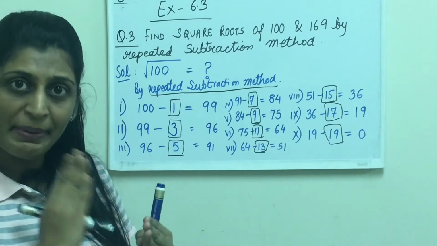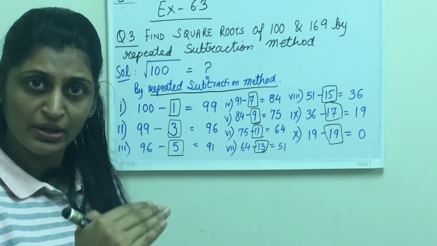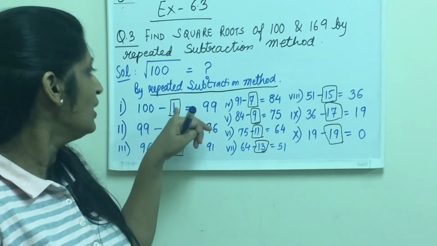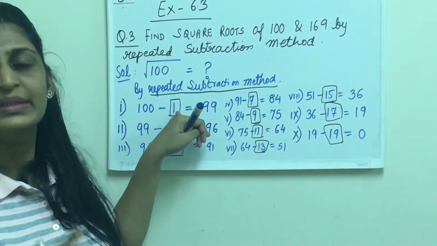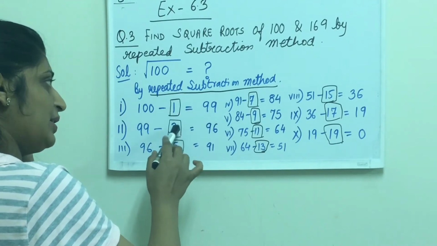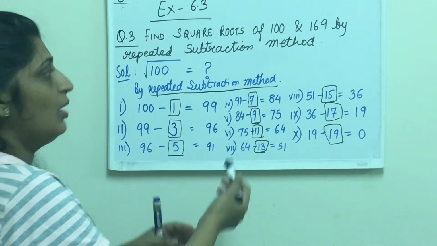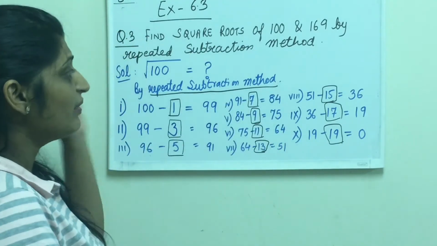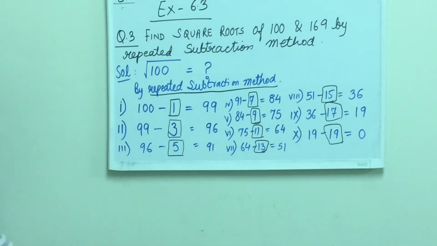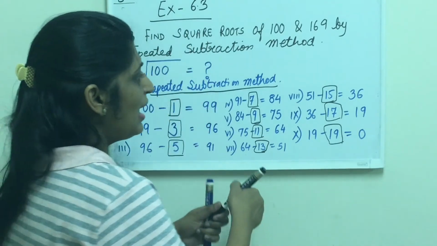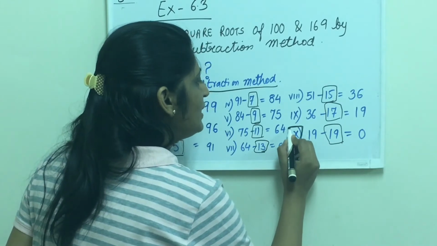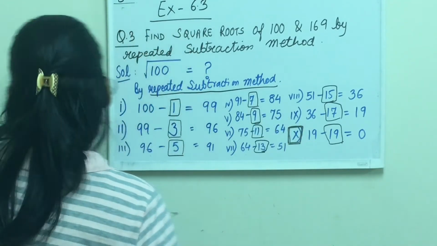Whatever number is given to us, we subtract odd numbers from it starting from 1. Whatever be the answer, we subtract 3. Whatever be the answer, we subtract the next odd number. We continue this till we get 0. And whichever is the step at which you get 0 will be the square root of that number.